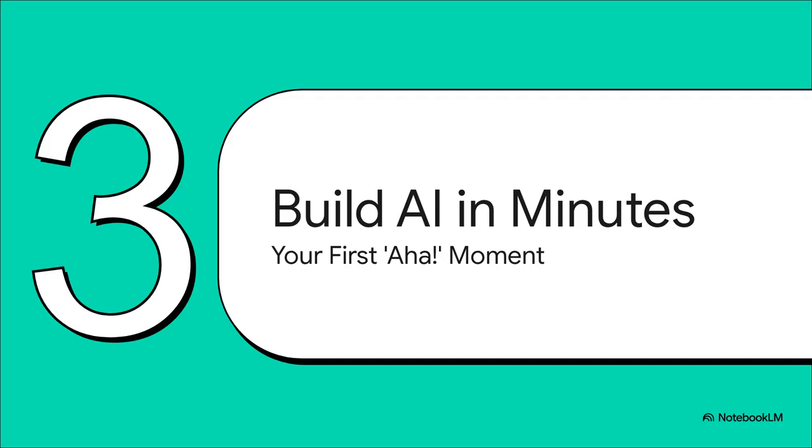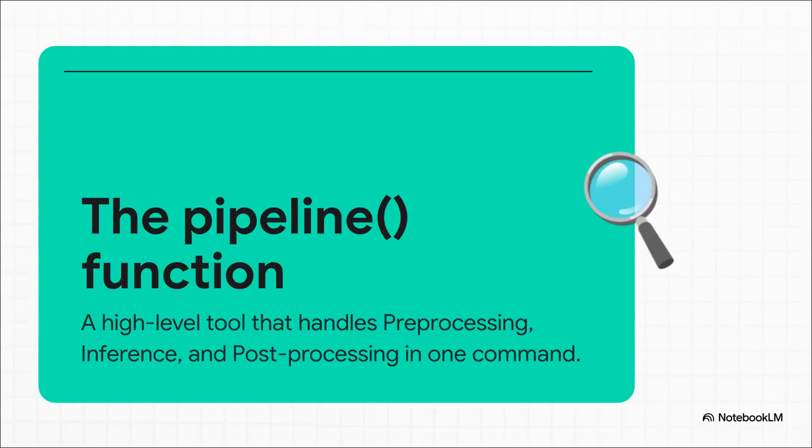All right, enough talk. Let's get our hands dirty. In this section, we are going to get you to that first aha moment with code. I'm going to show you just how fast you can build something genuinely powerful. The secret to doing this so quickly is something called the pipeline function. Seriously, think of it as an easy button for AI.